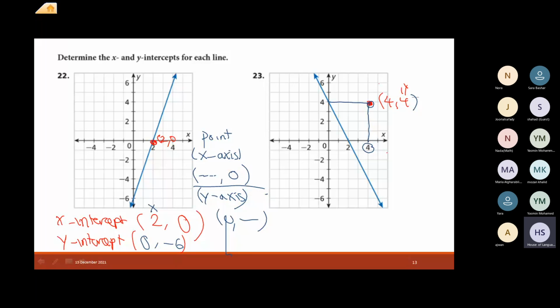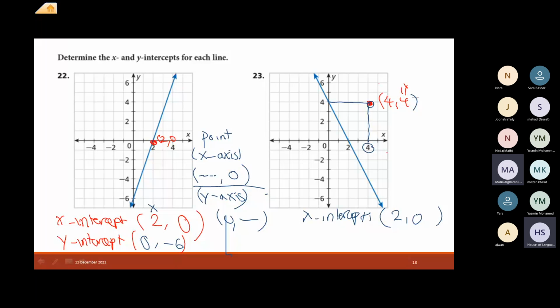Now, Hala. This is number 53. What about the x intercept? 2, 0. Bravo. Thank you.